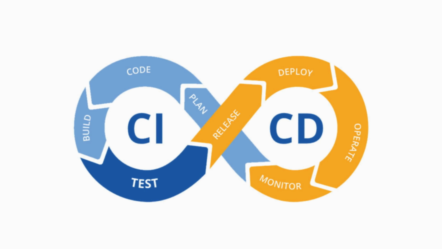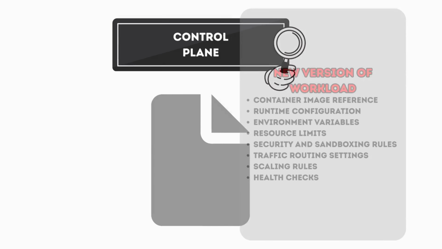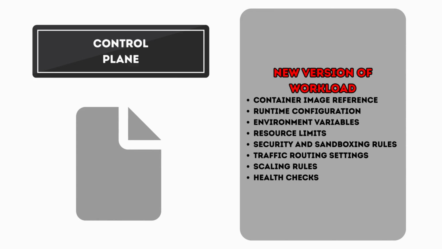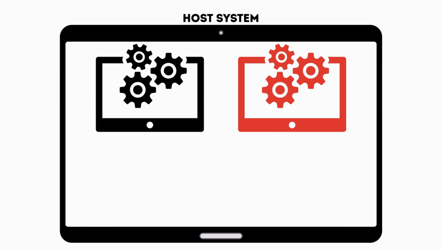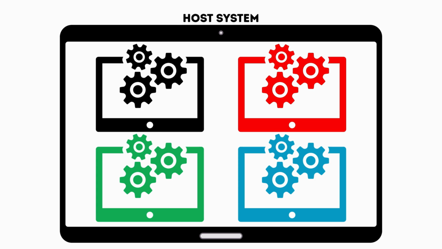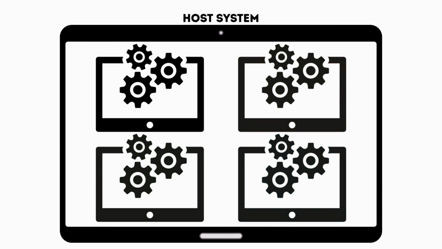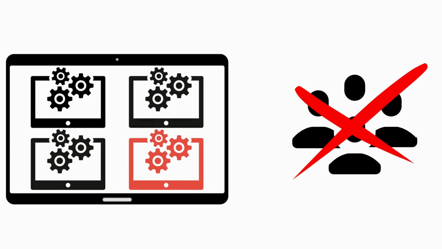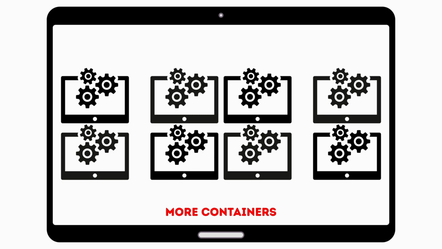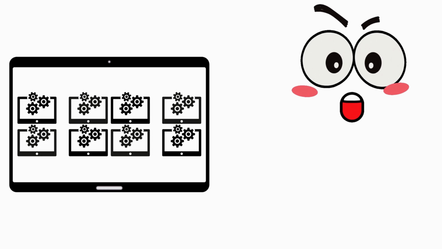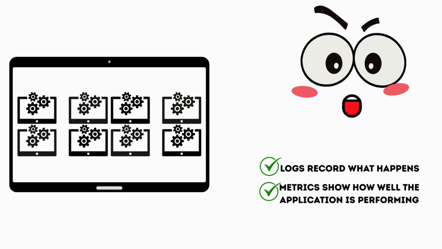At this point, CICD moves from building to delivery. The control plane detects the new image and creates a new version of the workload. Containers are then scheduled automatically. Each container runs inside a secure sandbox that isolates it from the host system. Containers that are not working properly do not receive traffic. If more users arrive, the system automatically starts more containers. During all of this, the system keeps watching everything. Logs record what happens, and metrics show how well the application is performing.